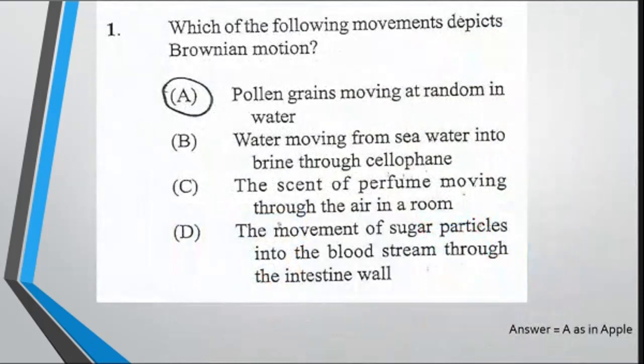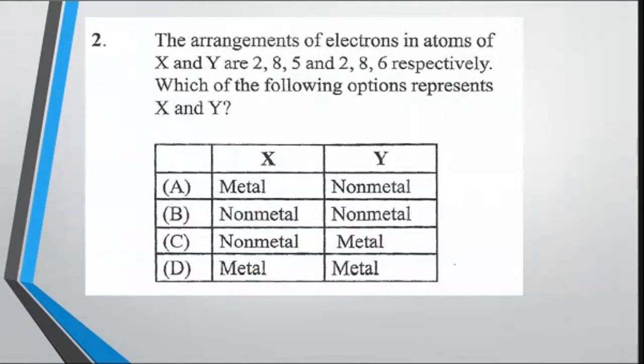All right, cool. Question 2. The arrangement of electrons in atoms of X and Y are 2, 8, 5, and 2, 8, 6 respectively. So which of the following options represent X and Y? Now, if we look at it, they have 2, 8, 5 and 2, 8, 6. Now, what does that tell us about anything?